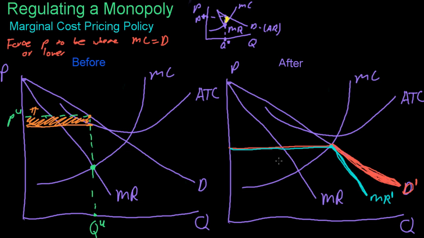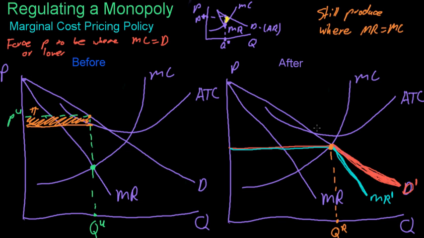So afterwards, the monopolist is still going to produce where marginal revenue is equal to marginal cost. That will be right here, because by definition, we created this marginal revenue curve so that it went through the point where marginal cost was equal to demand. So this is going to be the equivalent of this green point over here. And so we'll go down here, and we're going to produce this quantity. This will be the quantity regulated.